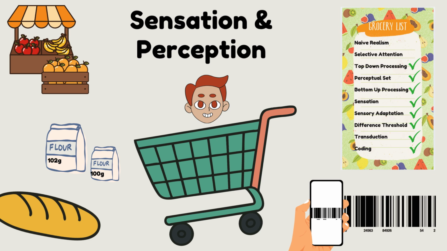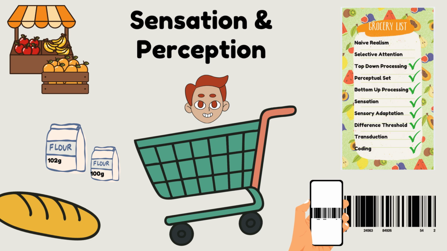Moving across again, I have flour bags, 100 grams and 102 grams. And that 2 gram difference is the difference threshold. That's the smallest change you can reliably pick up. Weber's law says that the threshold isn't a fixed number, it scales with the base. So 2 grams on 100 grams you'd notice, but 2 grams on a 5 kilo bag you wouldn't notice. So it's all about proportions there.